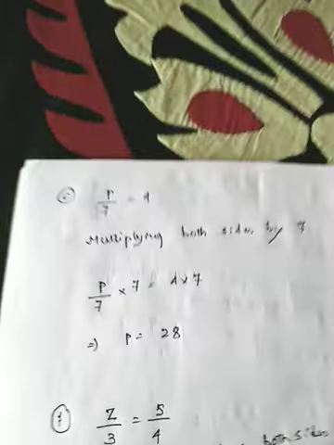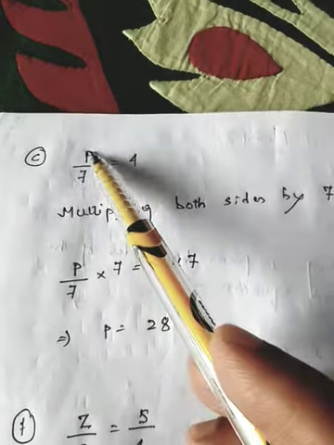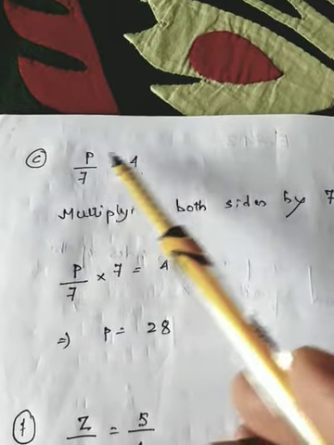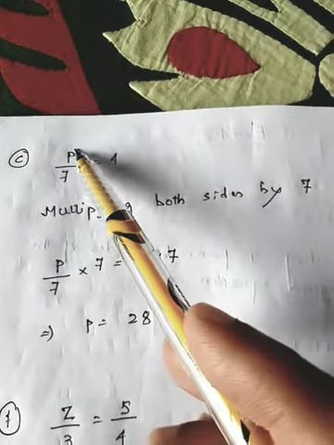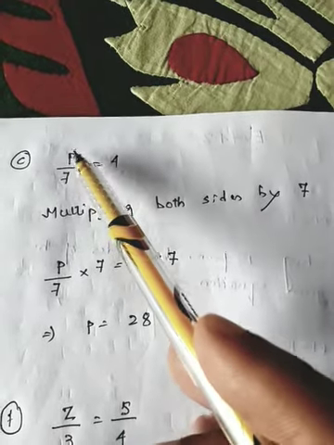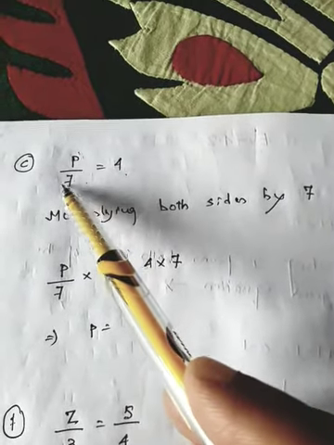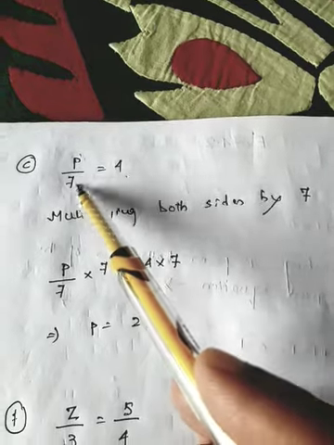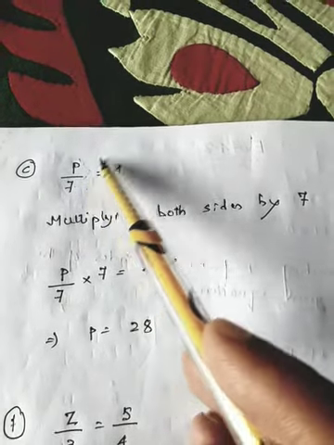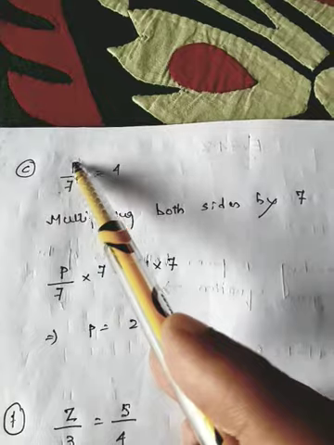Here it is written, P upon 7 equals 4. Now, again you have to get the unknown number, that is P. So with P what is there? 7. But 7 is in the division form, isn't it? So how to remove this 7? We have to multiply with 7. So 7 will be reduced, only P will be remaining.